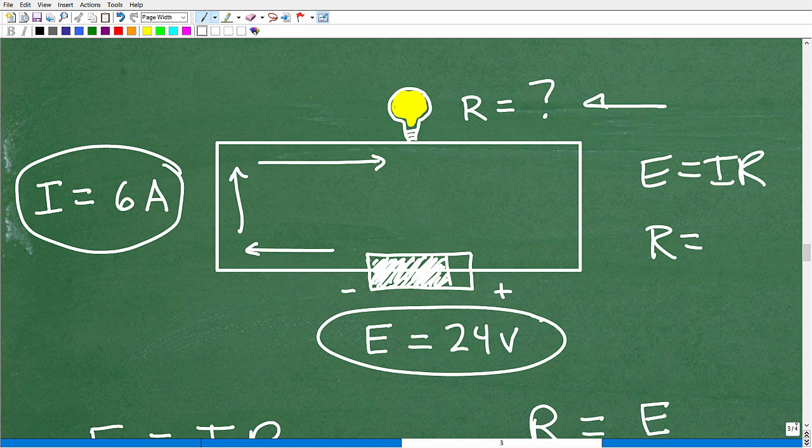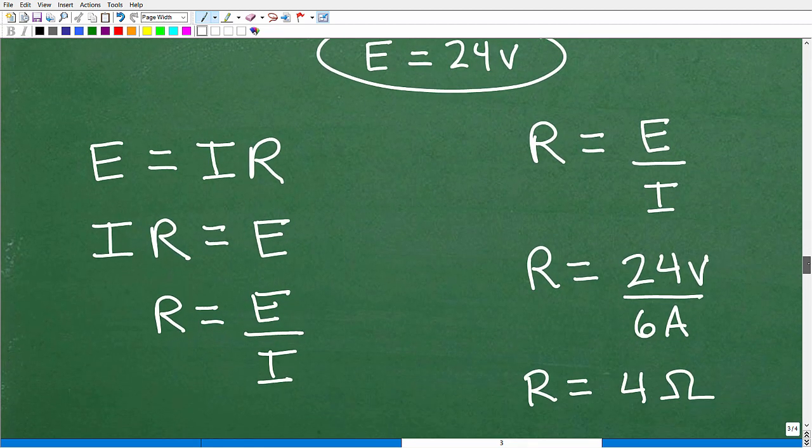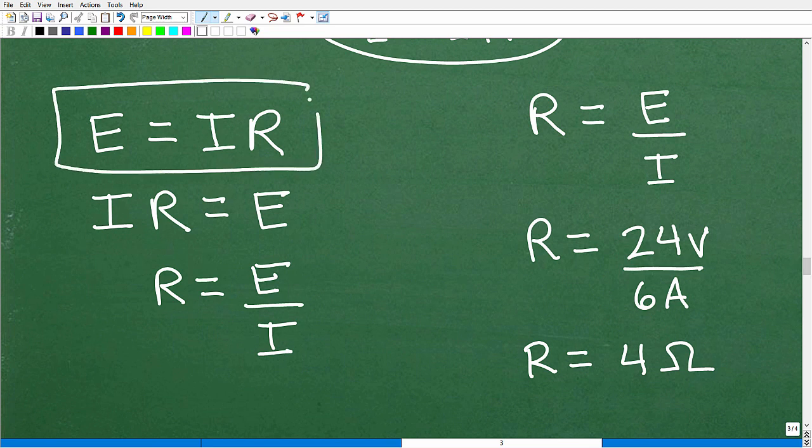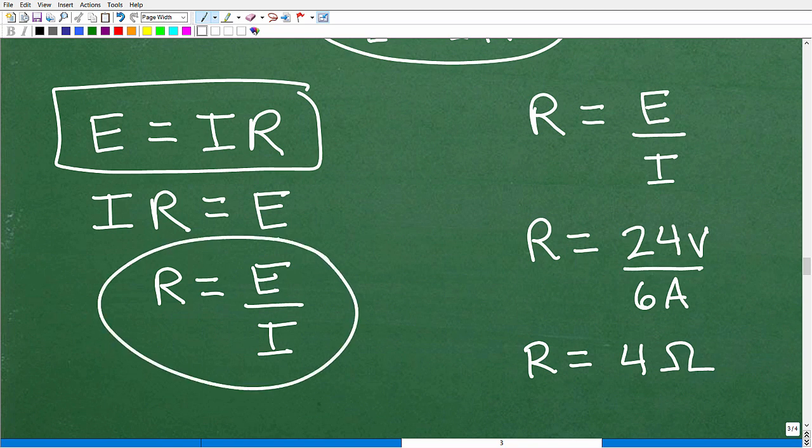If you want to try this problem on your own, I would always encourage you to do that. Pause the video. But here is our work. Here again we have E equals IR, our main equation. We need to rewrite this, or in algebra we would say write this in terms of R, because I'm looking for the resistance. When I do that, it's going to be R equals E over I.